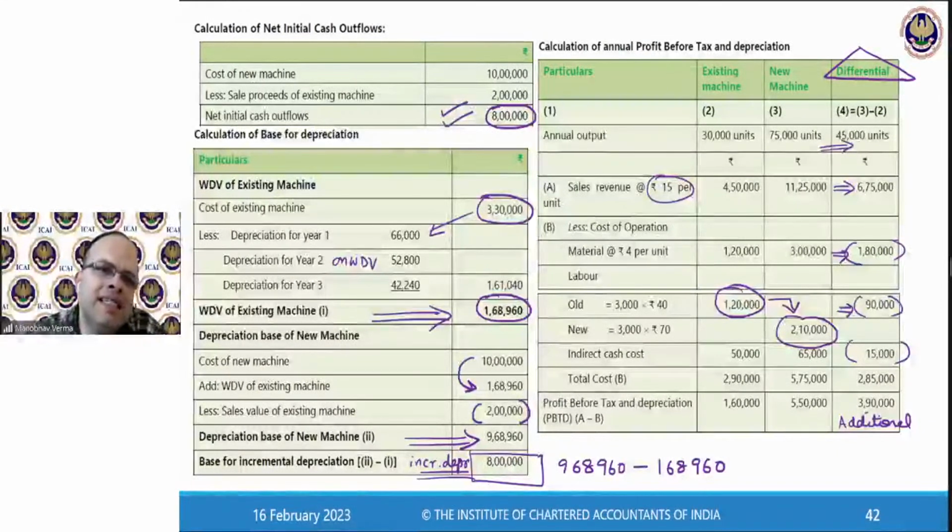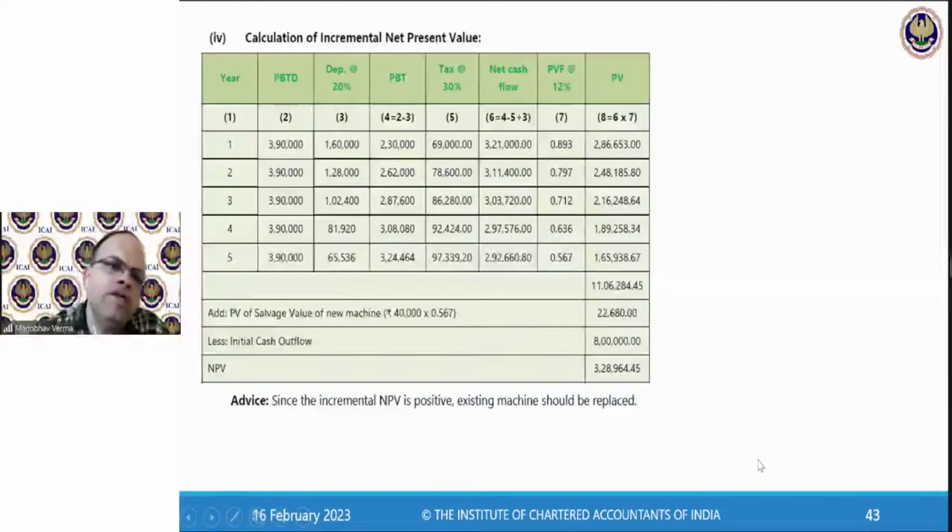Because see, the initial cash outflow was net, right? 8 lakhs was additional. The basis for depreciation was the incremental basis, 8 lakhs. So Dinesh, everything is based on what is going to change. Please be aware of that. Now, if we get 3,90,000 for all the years, 5 years, so we have seen 390 here.